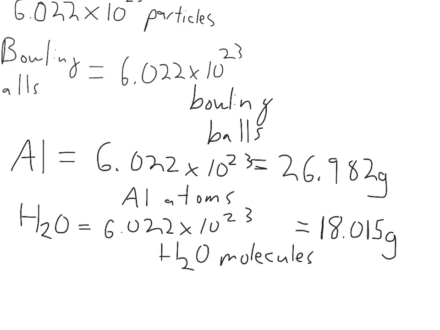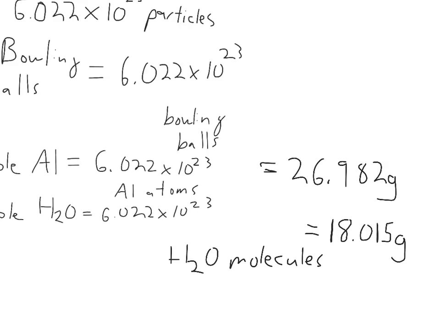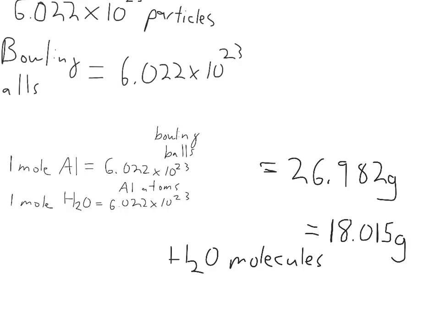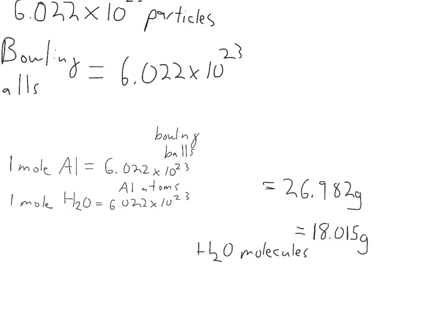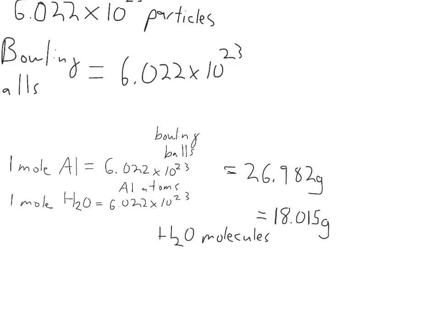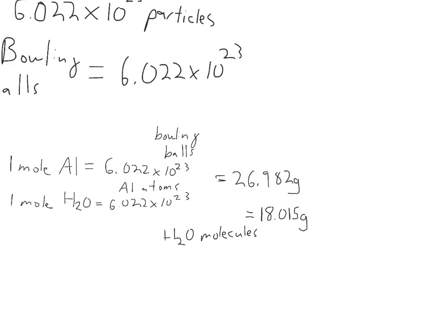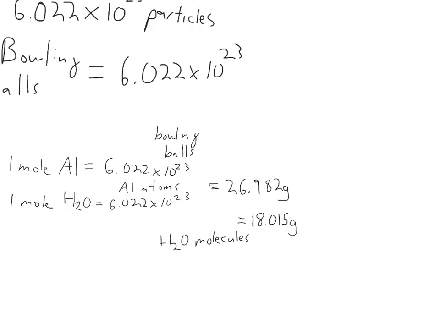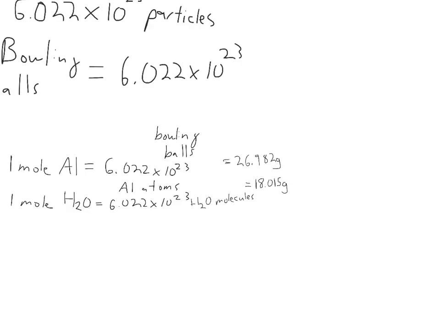So in summary, to summarize that, a mole of aluminum or a mole of water contains the same number of particles, but they have different masses. They weigh a different amount.